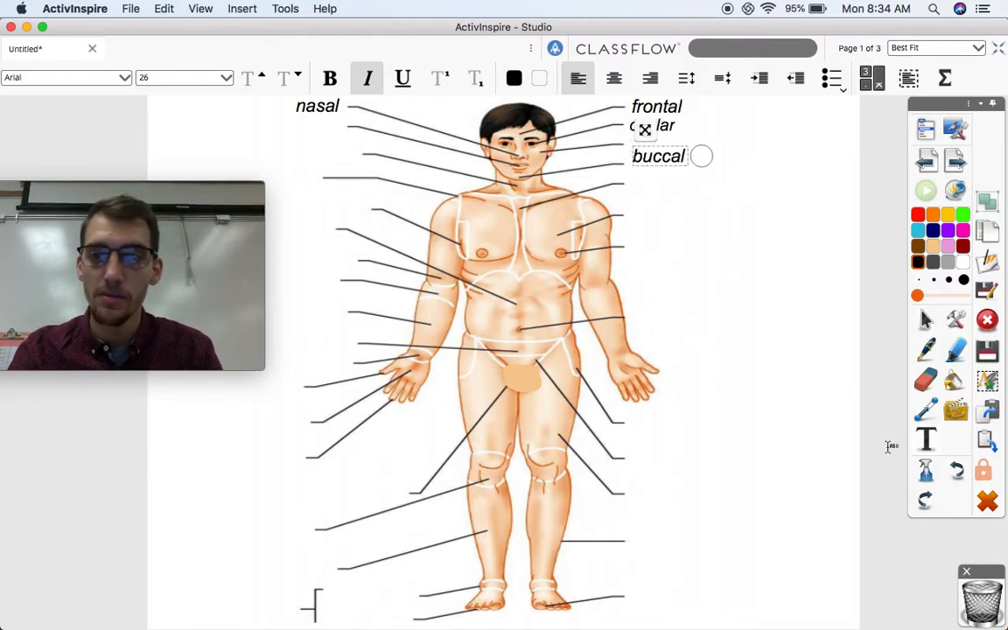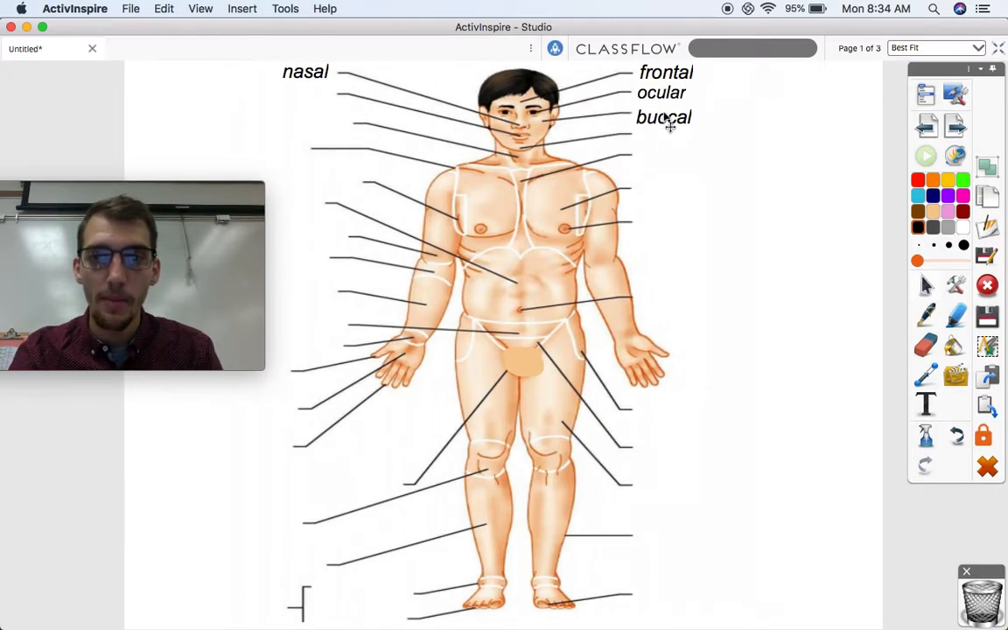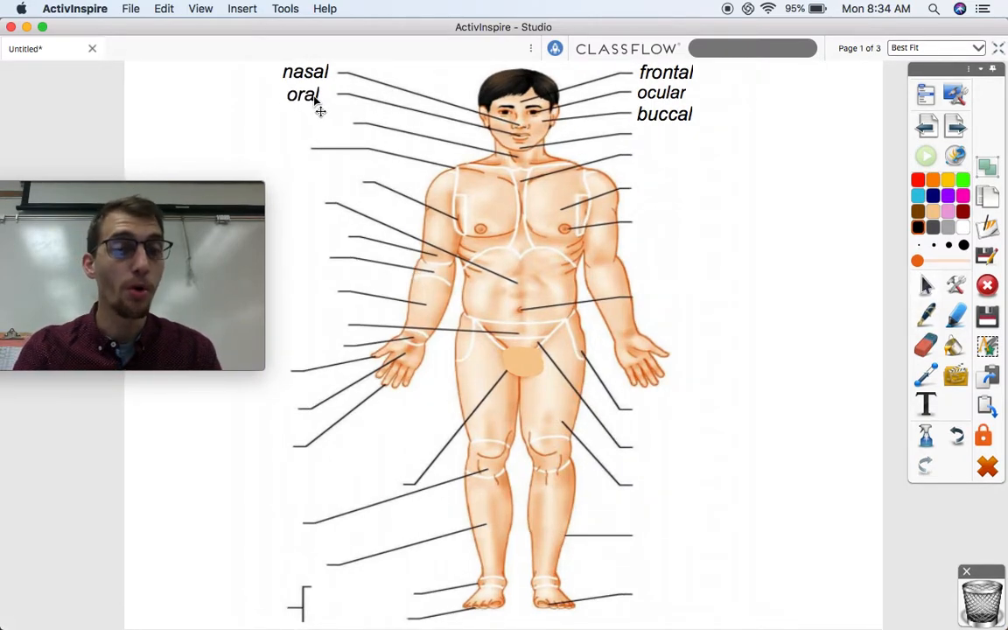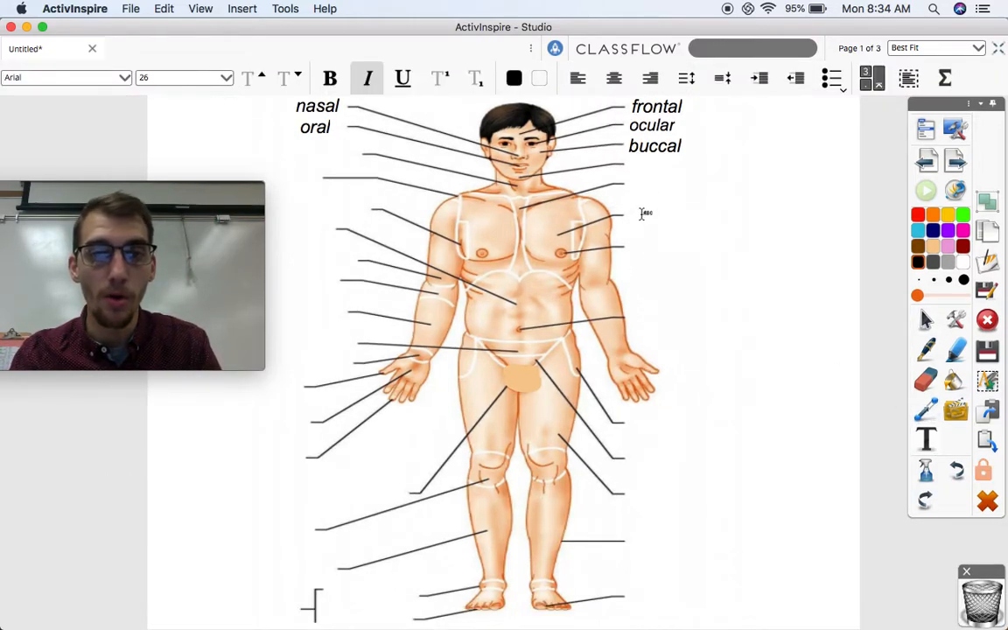Buccal is the term that we use for the cheek. In fact, one of the muscles that help you smile, your main cheek muscles, are called your buccinators. So buccal, B-U-C-C, has to do with your cheeks. All right, the mouth is referred to as the oral region. So if you give an oral presentation, you're speaking, right? So you're using your mouth to present.